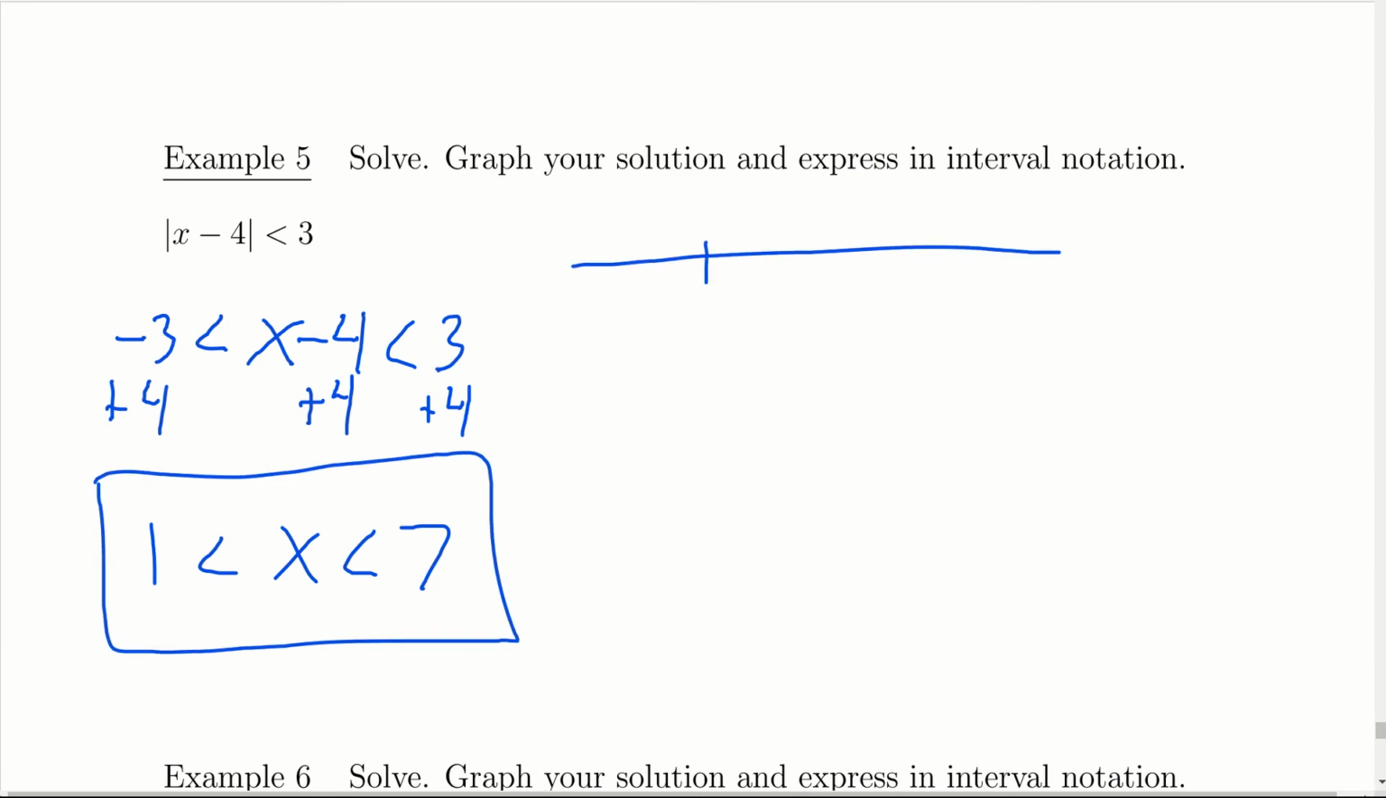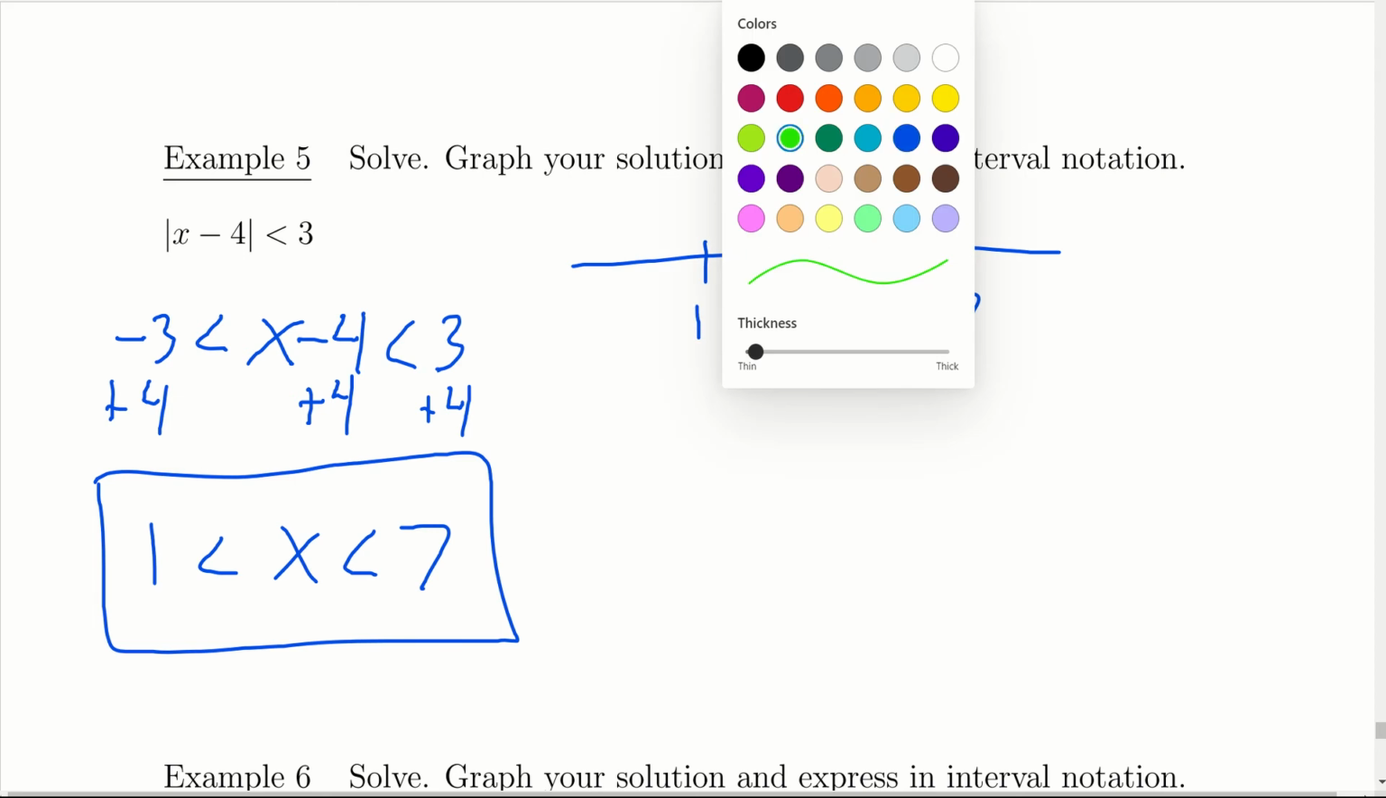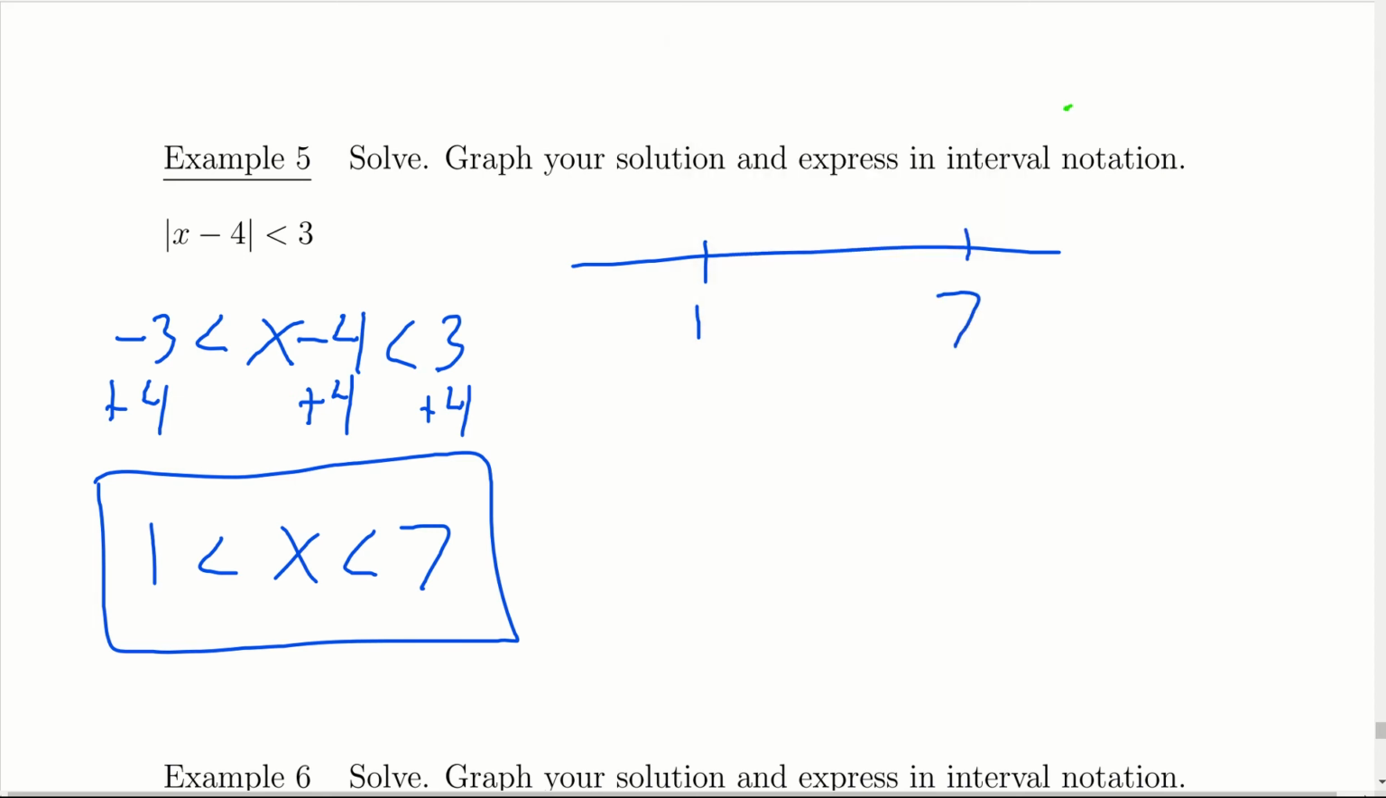If we wanted to go ahead and graph this, here's our number line. Somewhere on there is 1 and 7. These are both strict inequalities, so neither number is included. And then we would shade everything in between because x is in between those two values.